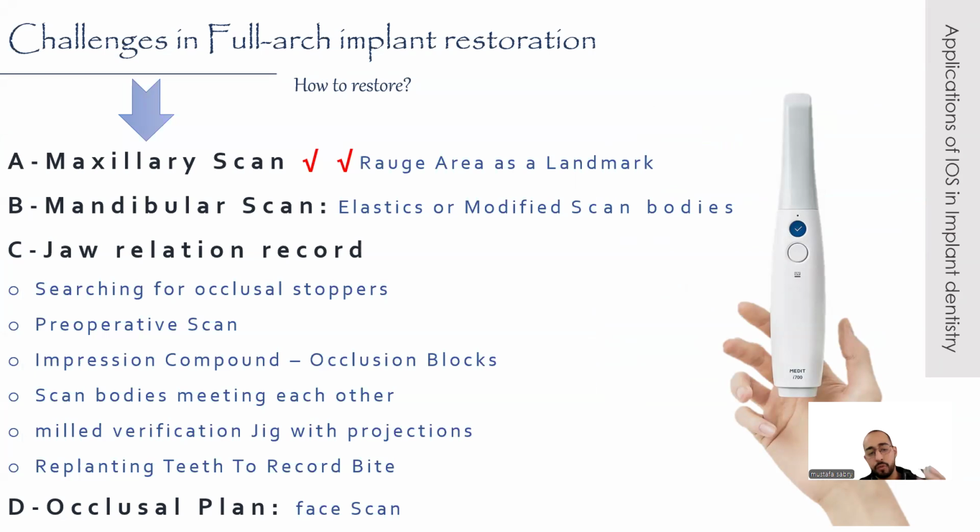For the challenging full arch cases, with the maxilla, most probably it's easy because we have the rugae area as a landmark. With the mandible, we have elastics. We can use a modified scan or scan flags, as Apollo, if you have seen, or scan ladders. For the jaw relation, we can, of course, take a pre-operative scan or use two scan bodies meeting each other with an impression compound. If not, of course, you can fabricate a verification jig with studs where you are doing both actions, checking the passivity of your implant positioning, and at the same time recording the jaw relation using this kind of bars.